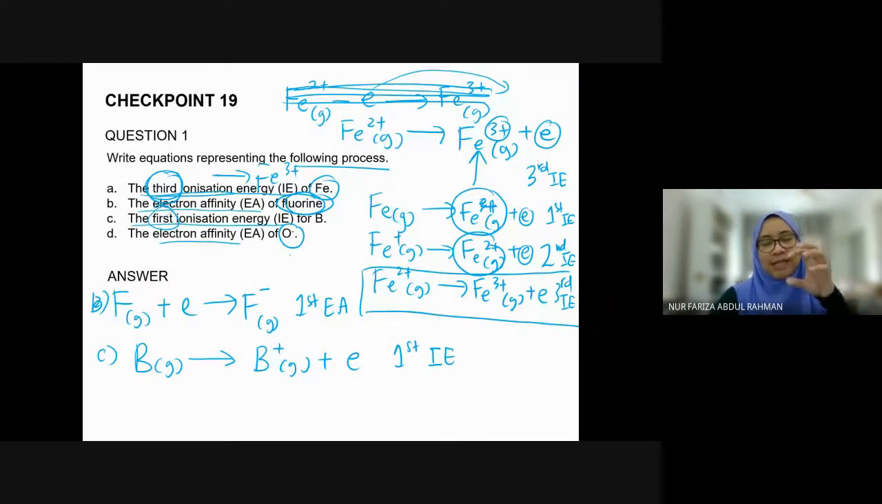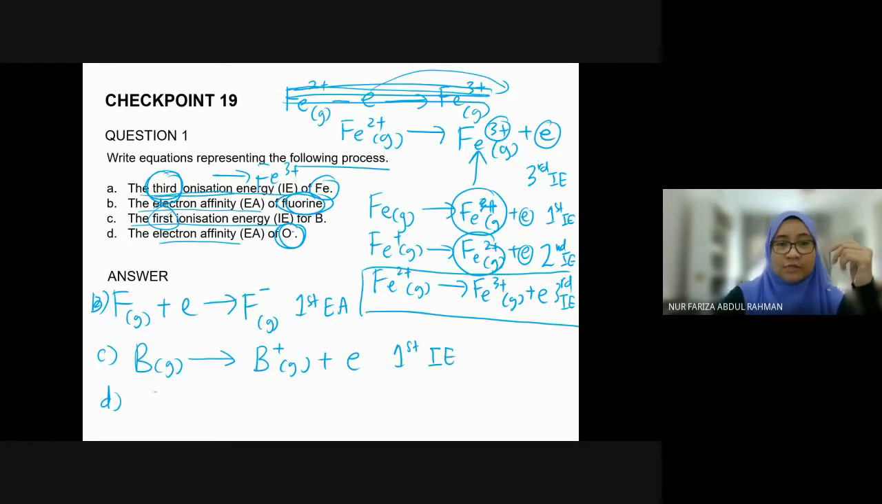that means your starting reactant will be a fluorine atom, not the fluorine ion, fluorine -1, fluorine -2 and so on. So it should be a fluorine atom in gas state. Okay, so for D, electron affinity for O minus. O minus is actually the second electron affinity for oxygen. Second is the same, second electron affinity of the oxygen atom. These are the same thing.